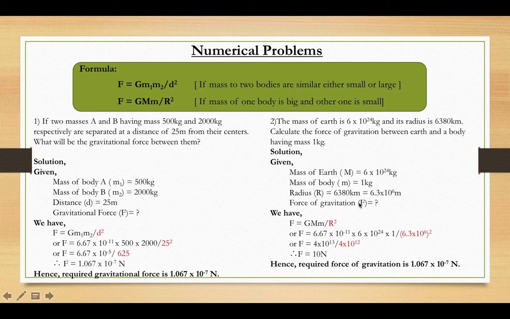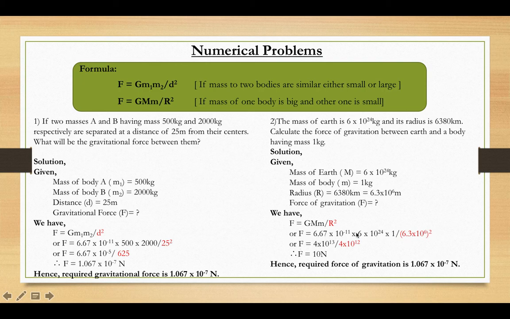So force of gravitation F equal to what? We'll apply the second formula, F equal to capital G, capital M, small m by r square. So F equal to capital G, whose value is always the same, 6.67 into 10 to the power minus 11, into capital M, which is 6 into 10 to the power 24, small m is 1, by radius, whose value is 6.3 into 10 to the power 6. Since it is r square, we have to take the whole square.